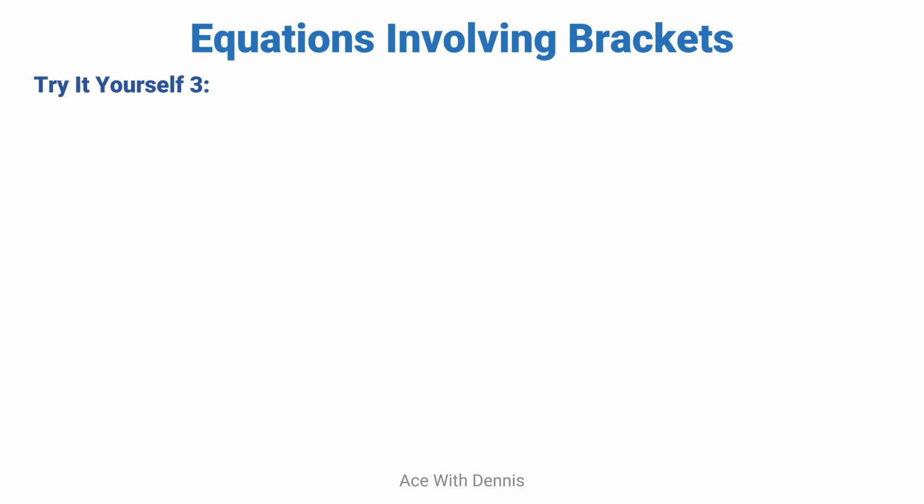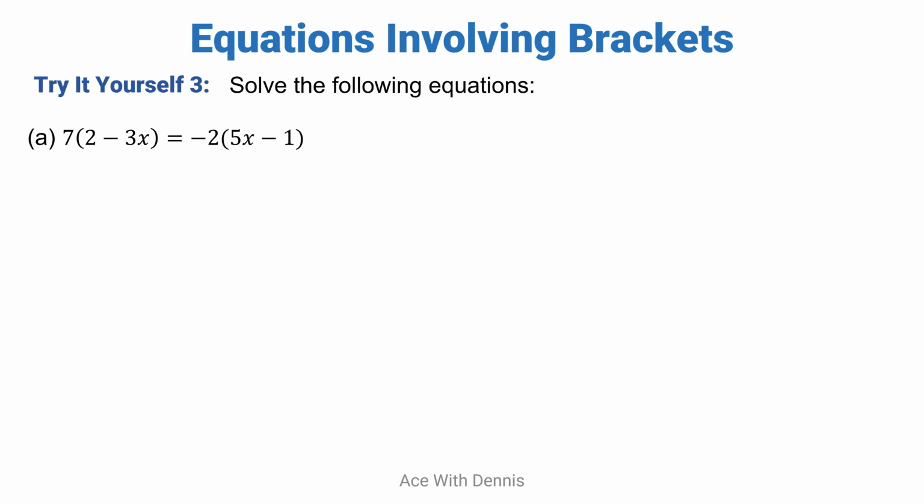Now, you can try this example yourself. Try yourself 3. Solve the following equations. A. 7 bracket 2 minus 3x equals negative 2 bracket 5x minus 1. B. (11 minus 2x) over 3 equals (4x plus 5) over 2. C. 3x over 2 plus (2x minus 7) over 5 equals 2 over 3. You can pause the video and try to solve it yourself.